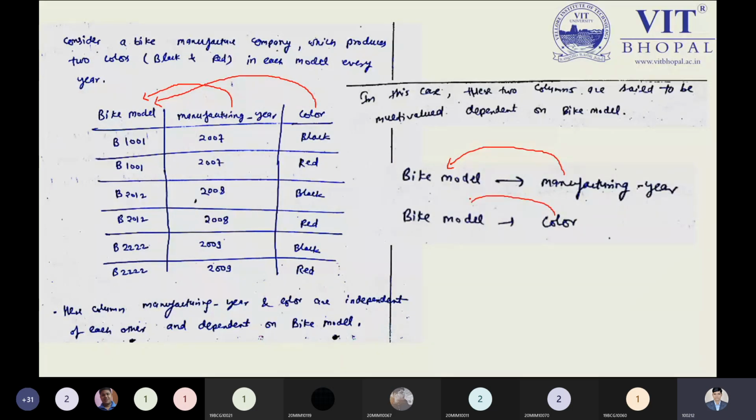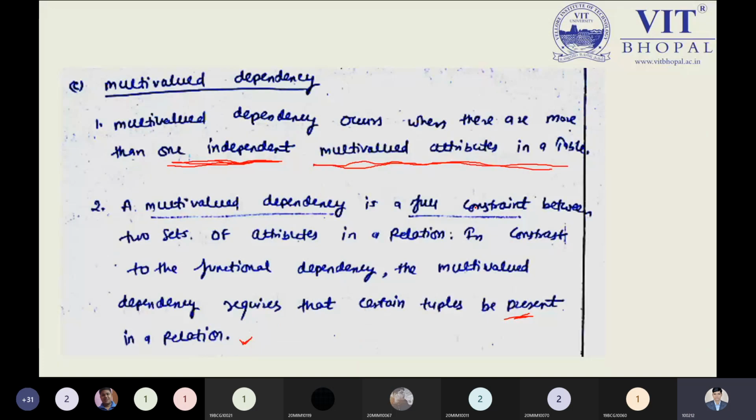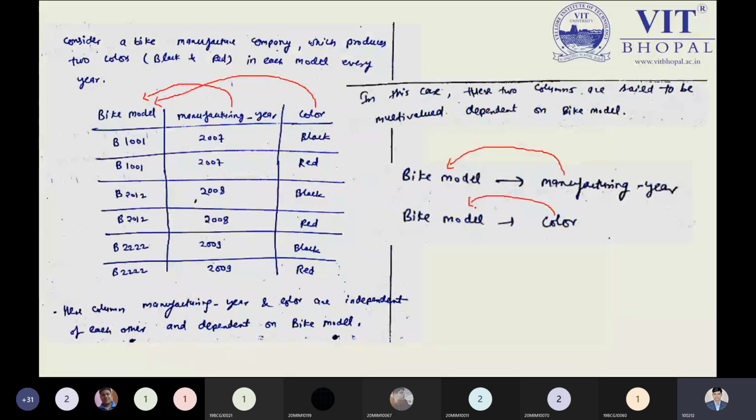Now, if I'm talking about the definition part, you can observe over here: what is the definition saying to us? Multi-value dependency occurs where there are more than one independent multi-valued attributes in a table. In this case, manufacturing year and color are both attributes which depend on the bike model. That is why it is multi-valued, because the bike model determines two different attributes from our relation or table. So color and manufacturing year are dependent on the bike model. That is a point you have to keep in mind.